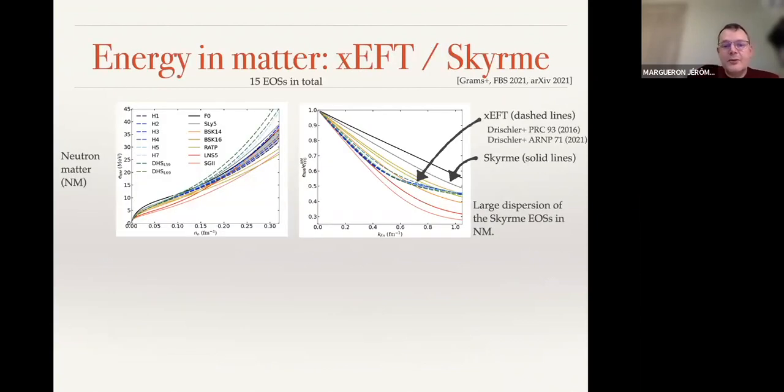Okay, so let's start with uniform matter calculation. I show here a comparison, the confrontation of these 15 equations of state. We have taken something like 8 equations of state based on chiral EFT. These are the models in dashed lines: H1 to H7, and then the DHS with 2 different values for the slope of the symmetry energy, L, 59 and 69. These equations of state have been derived by Drischler in different papers, 2016 and 2021.